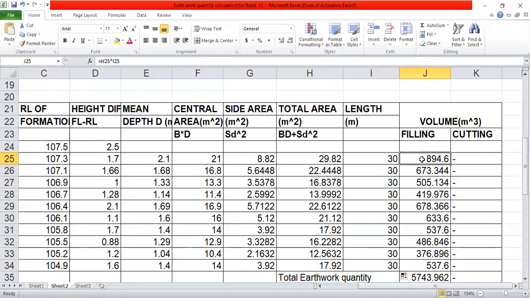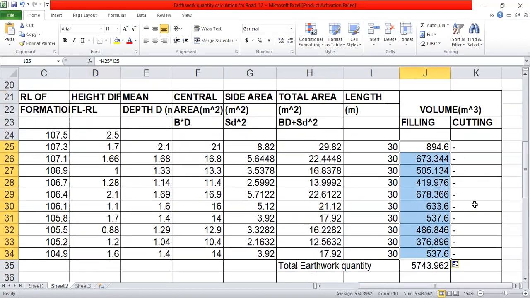Filling is calculated as total area into length of the chainage. Okay, you will get the total filling quantity. All the height differences, all these values, are positive. That's why all the quantities will be in filling only. So first you have to calculate the first value, which is BD plus SD square into length of the chainage. You just bring the cursor towards the right bottommost corner and drag it downwards.